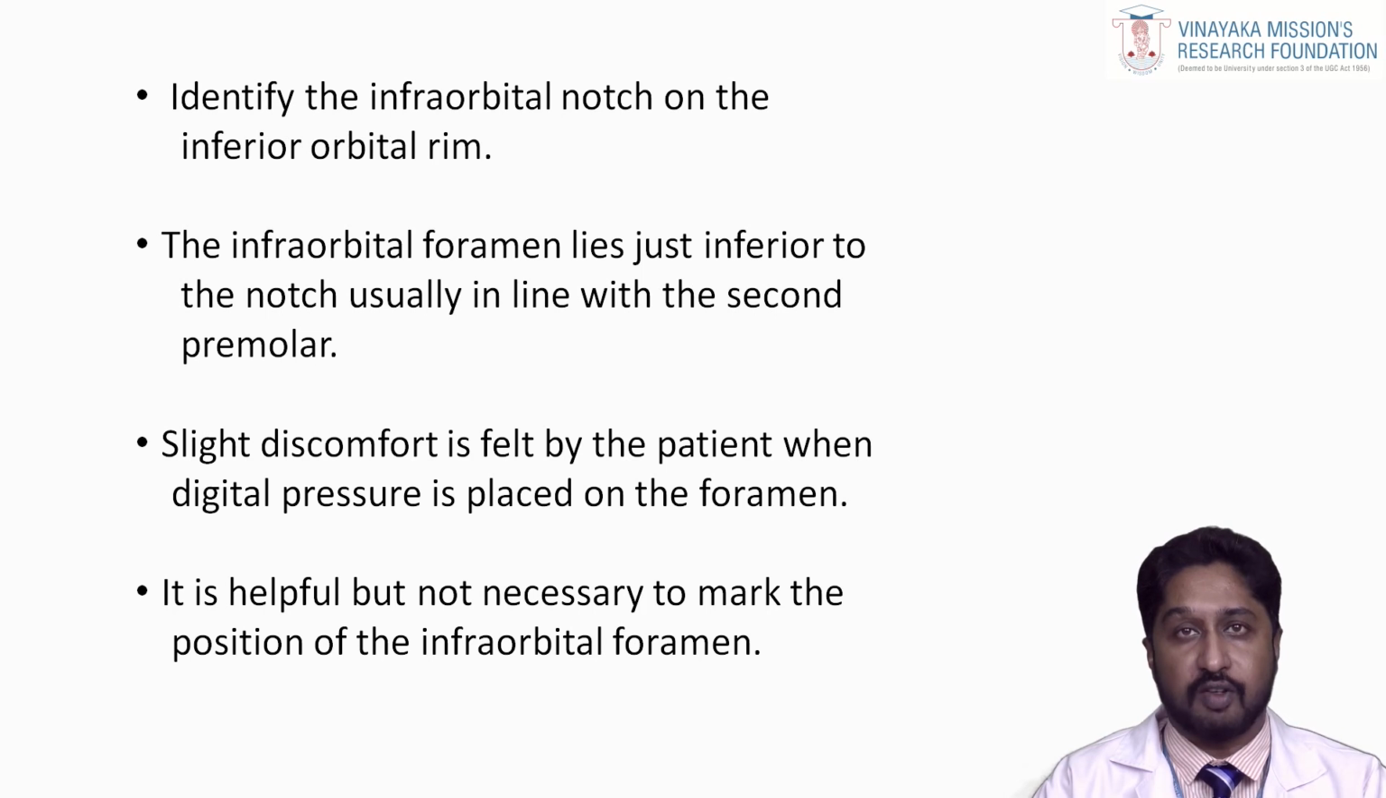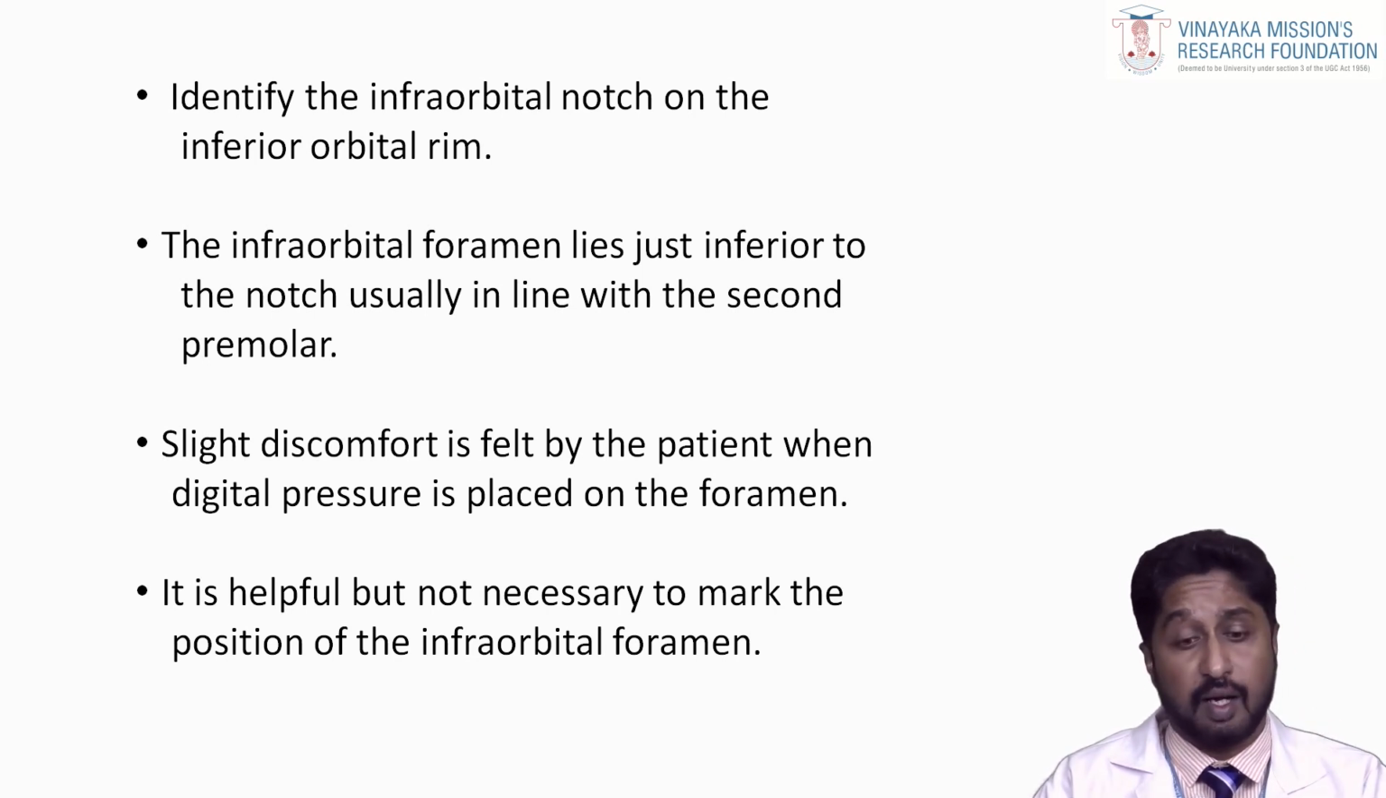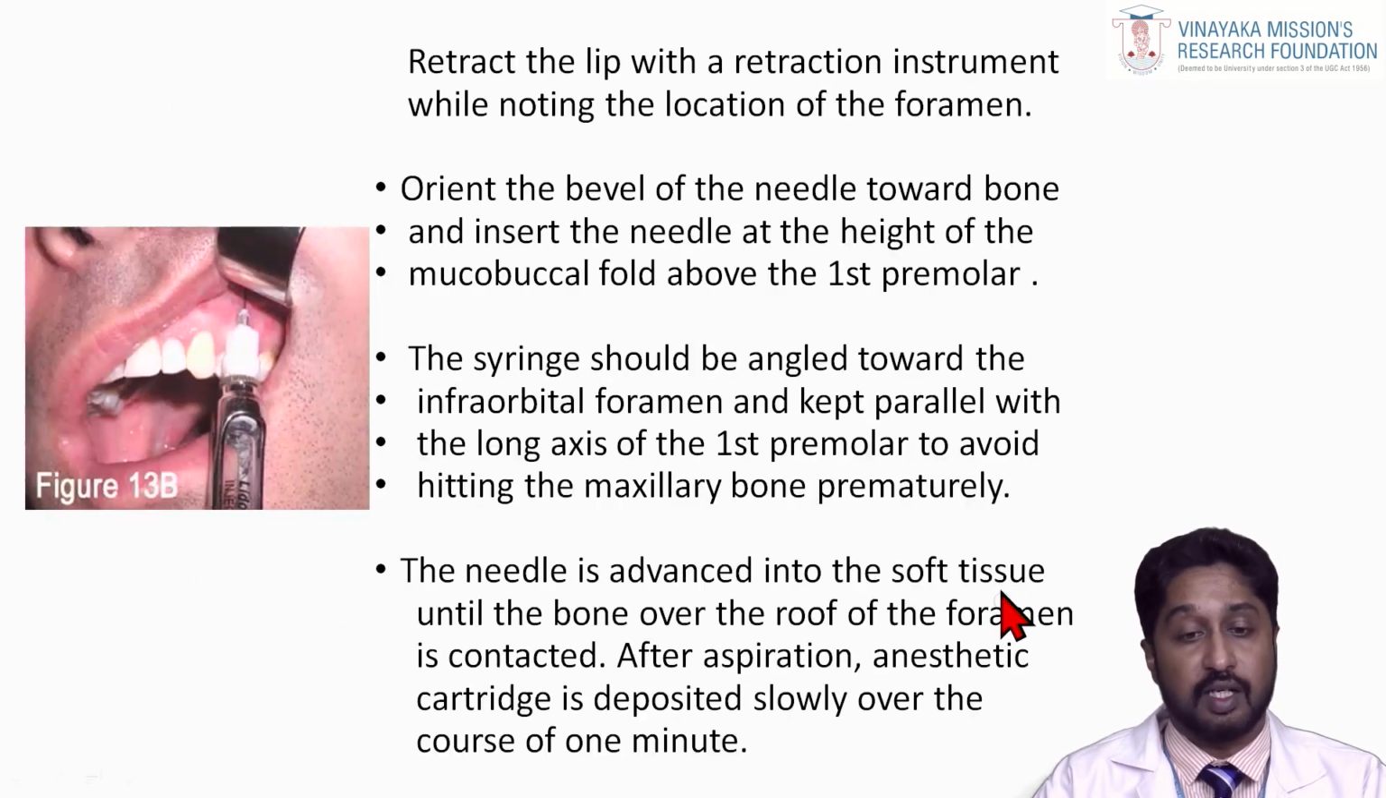You have the infraorbital notch somewhere here and you have the infraorbital rim below that. The infraorbital foramen lies just inferior to the notch, usually in line with the second premolar. So immediately below the notch lies the infraorbital foramen. From where you will direct it, from the first premolar, the second premolar will be your height there. Slight discomfort will be felt by the patient when digital pressure is placed on the foramen, because that is where the nerve comes out. It helps to mark the position of the infraorbital foramen in the beginning.